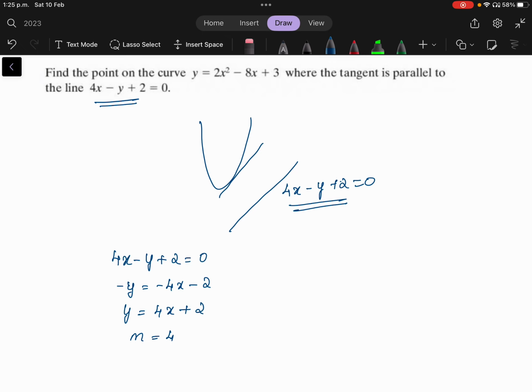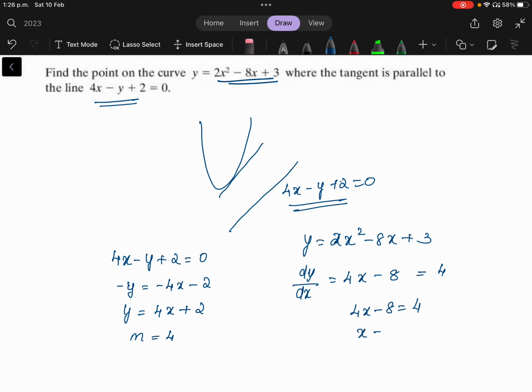So if the slope is equal to 4, the curve is y is equal to 2x² − 8x + 3. We know the slope is 4. So dy/dx is equal to 4x − 8. That is equal to 4. So 4x − 8 is equal to 4. No, sorry, what am I doing here? 4x − 8 is equal to 4. So 4x is equal to 12, or x is equal to 3.